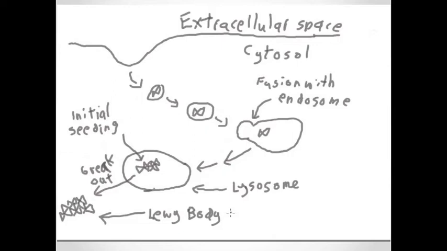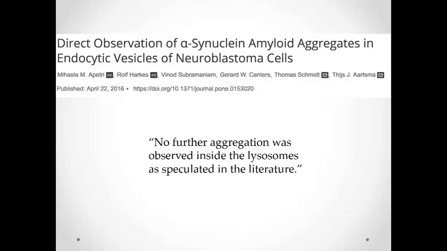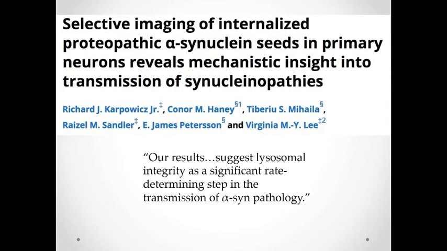Now, there is some controversy over the location of initial seeding events. For instance, one paper that used DStorm, which is an imaging technique that creates super resolution images, reported that no aggregation was seen in the lysosome. On the other hand, a more recent paper overcame a limitation in model systems to ultimately support the hypothesis that the majority of initial seeding events occur in lysosomes.